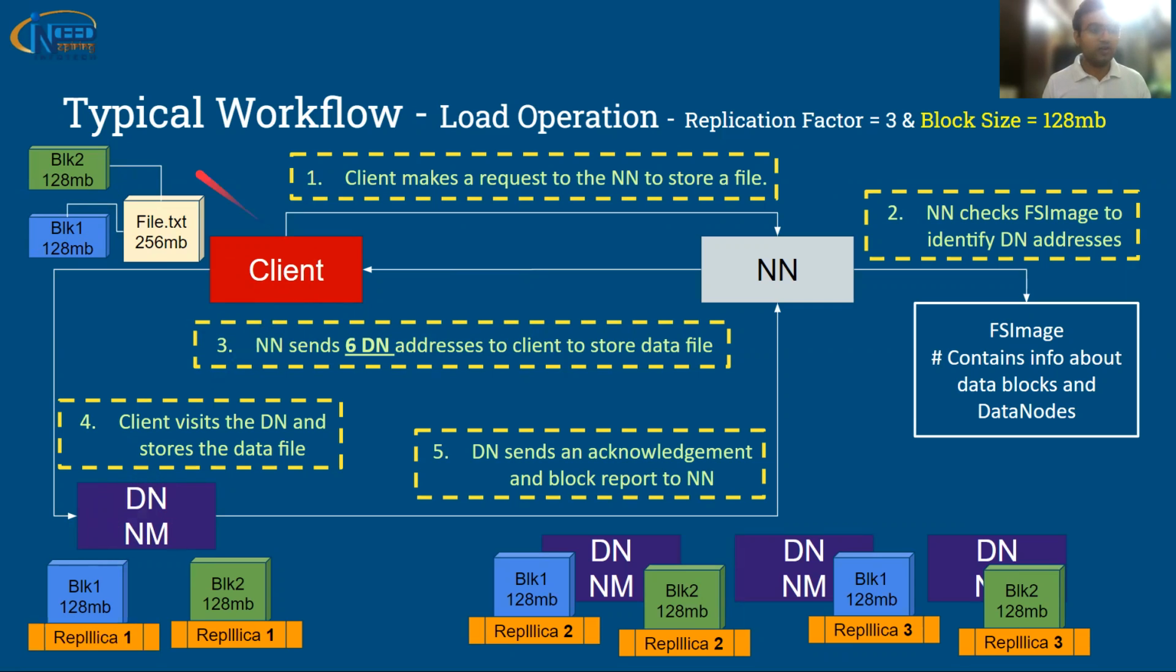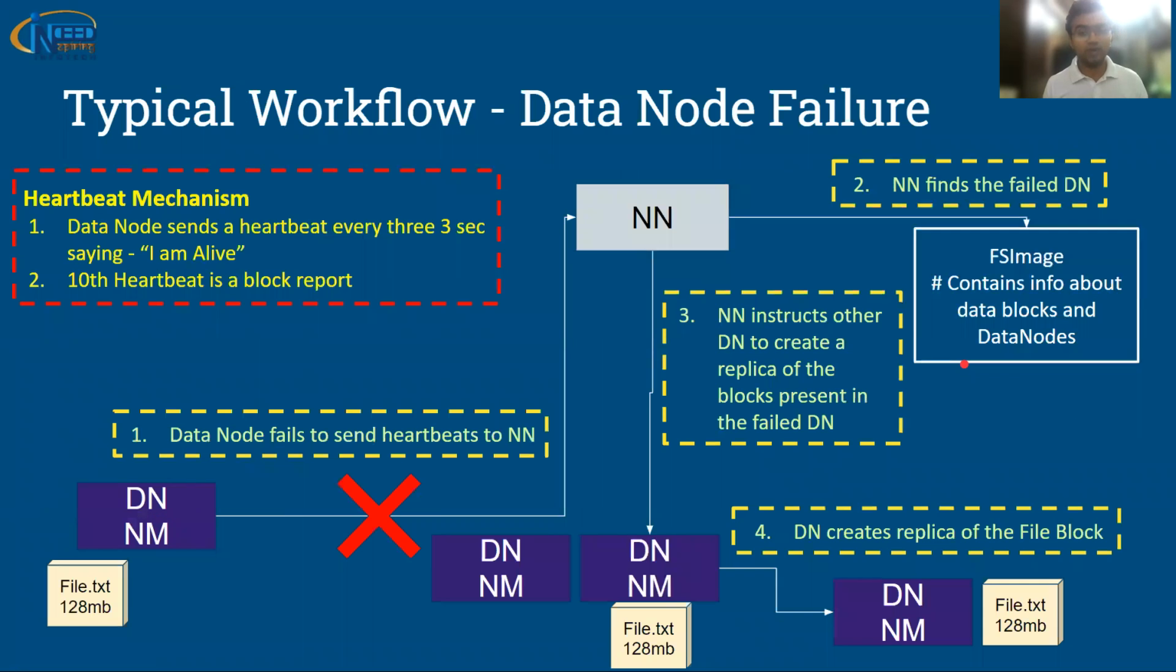Then client will go for the block 2 and will write the block 2 in the data node, and rest of the addresses will be sent to this data node, and this will take care of the replicas of the rest of the blocks. And once the data is written in the data node, it sends a heartbeat as well as a block report to the name node so that name node is aware that the data is successfully written, and further name node can update the FS image. So this is how the load operation works with replication factor as well as the block size.